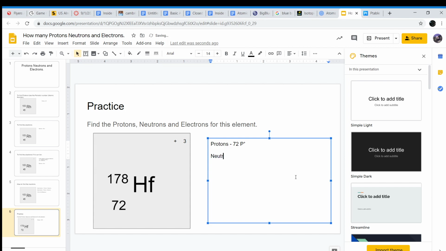Next, we're going to do the neutrons. In order to do the neutrons, we take the mass number, which is 178. We subtract from that 72. And that means we'll end up getting a total number of 104. No, that's me being bad at math. There we go. That's going to give us a total number of 106.